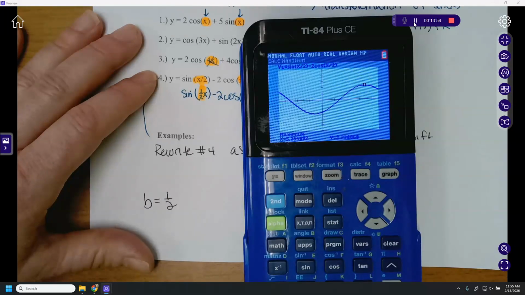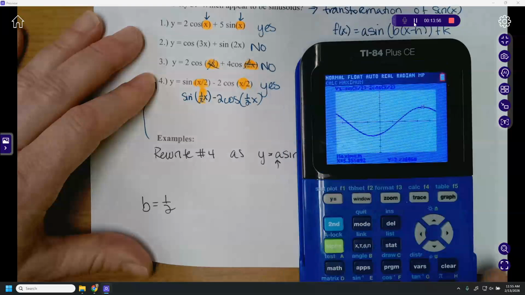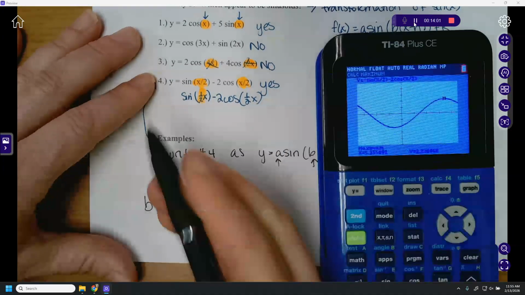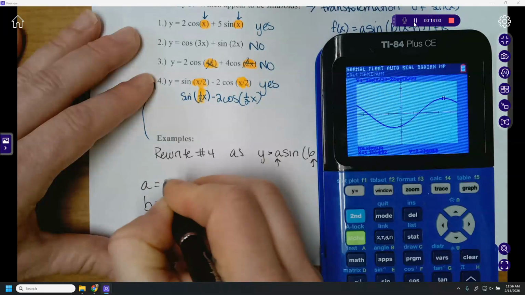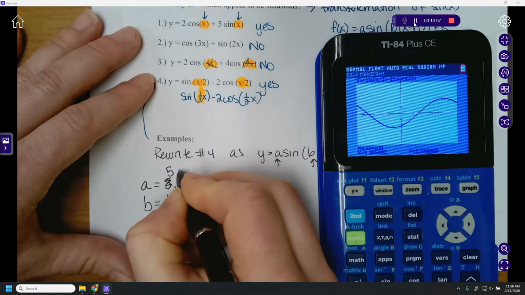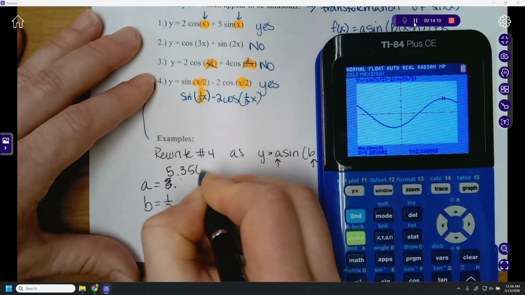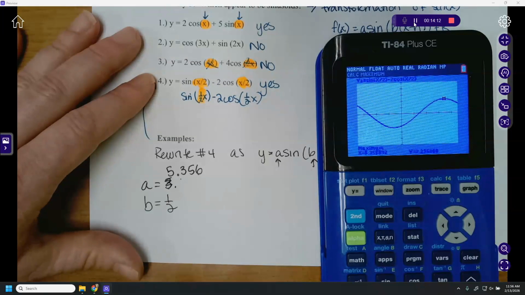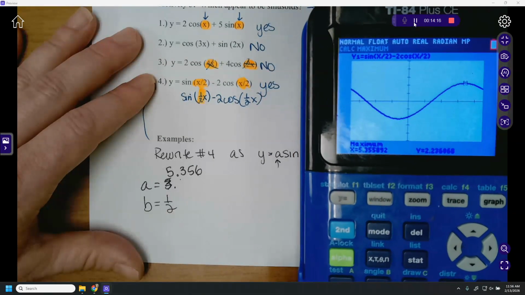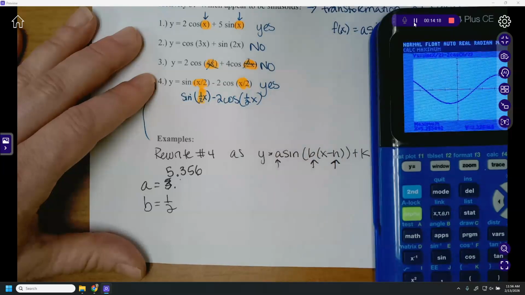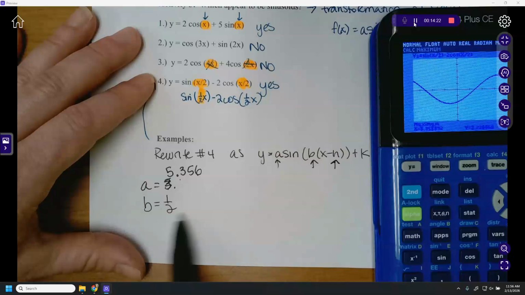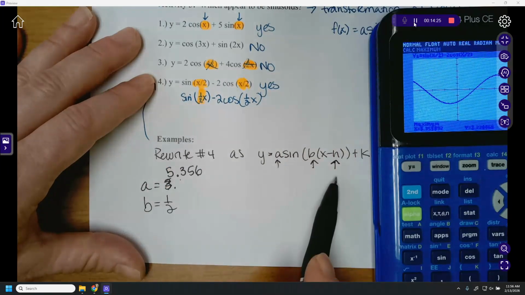All right, so my maximum is 5.355. So that becomes my amplitude. 5.356 actually, if I round it. Even if you can't see that, you should be able to see it on your own screen. So then I move on. That was my A. My B I grabbed from the equation. And then the phase shift.